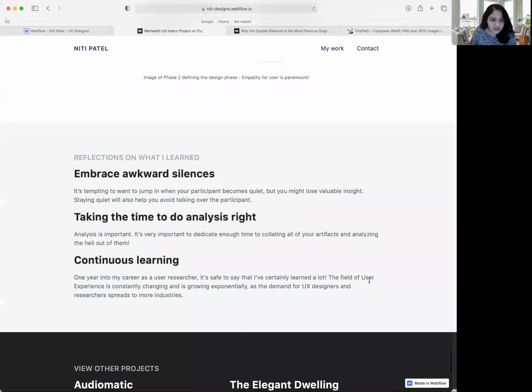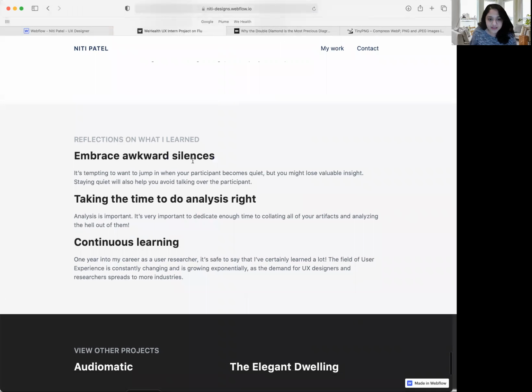My reflections: embrace awkward silence. This helps the participants to speak. I have learned to count 1 to 5 because I love talking sometimes. That helps the user, out of that silence, to say something. Try not to interrupt them.